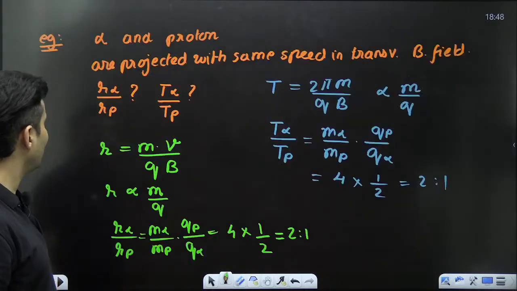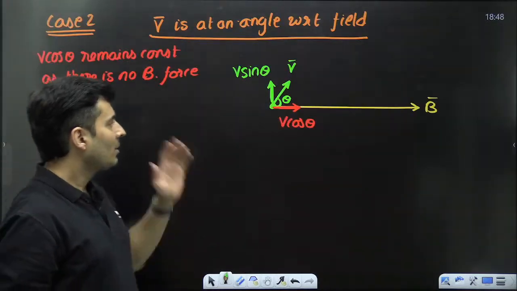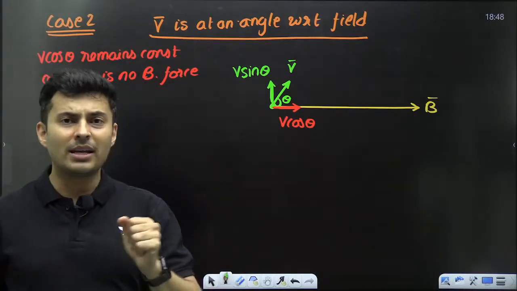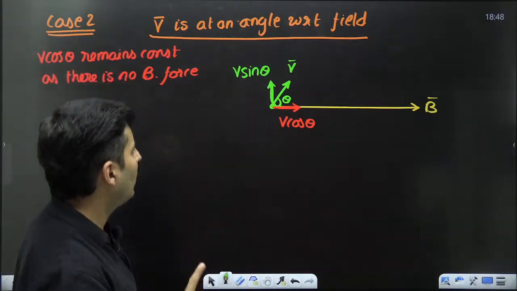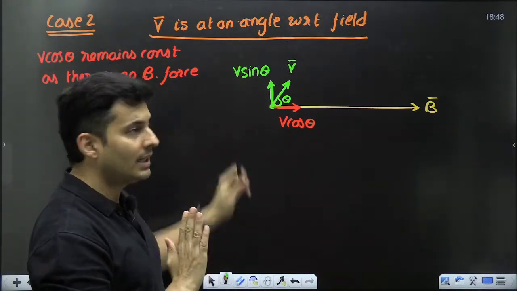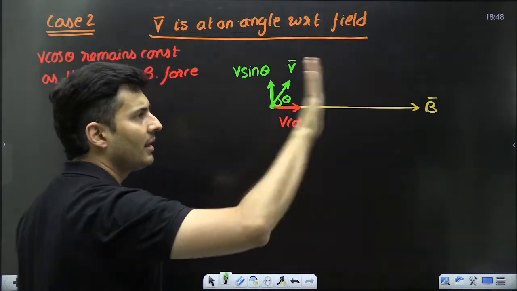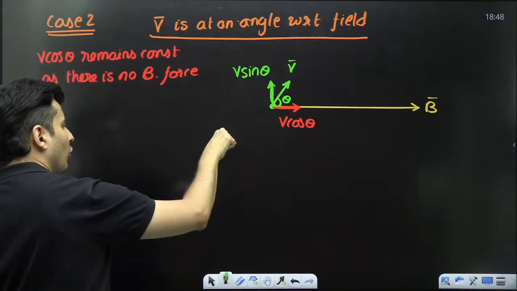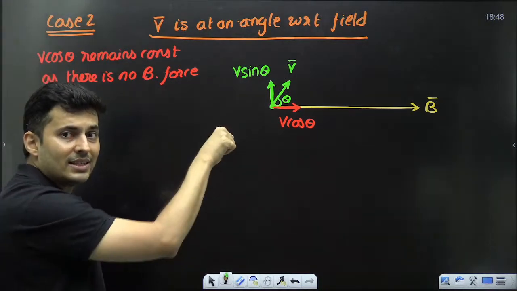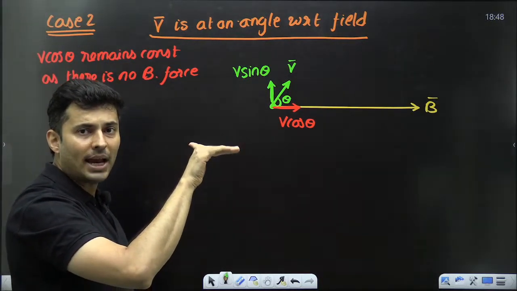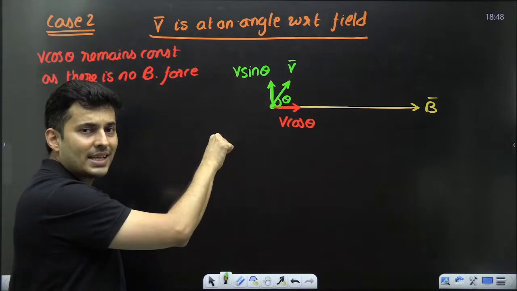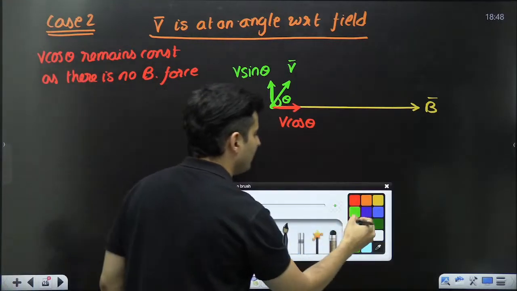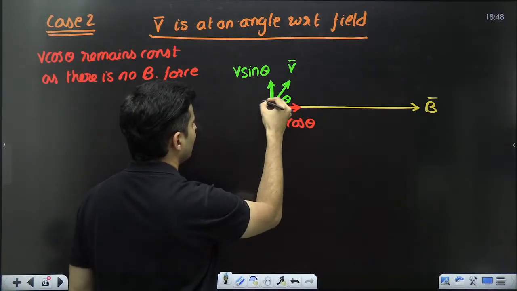So the same thing will happen over here also. But you have to think, how will the force be? Well, at this instant, velocity is up. V sine theta is up. Magnetic field is to the right. I think the force, the thumb should go inside. So the magnetic force at this particular point is inside.